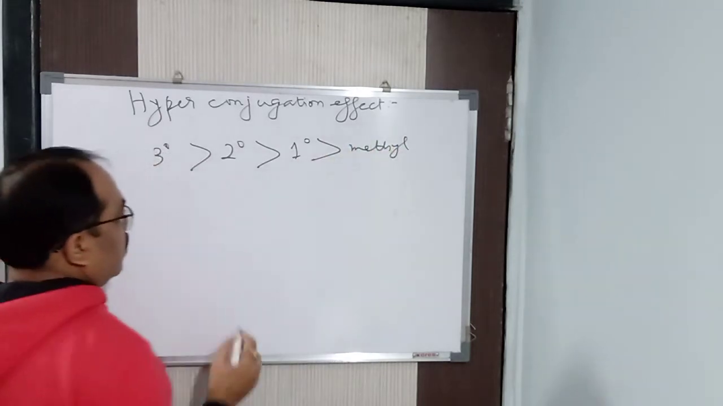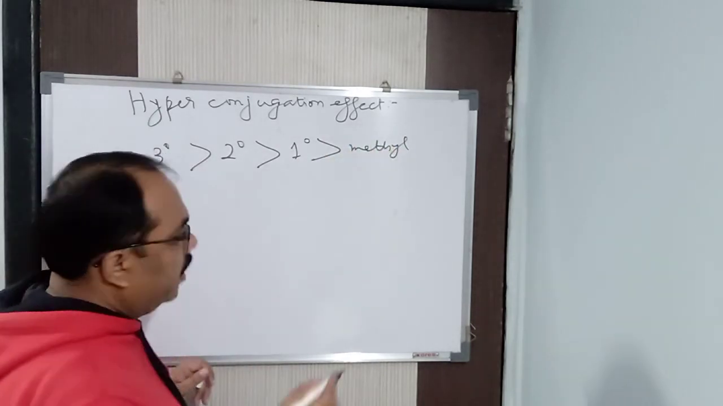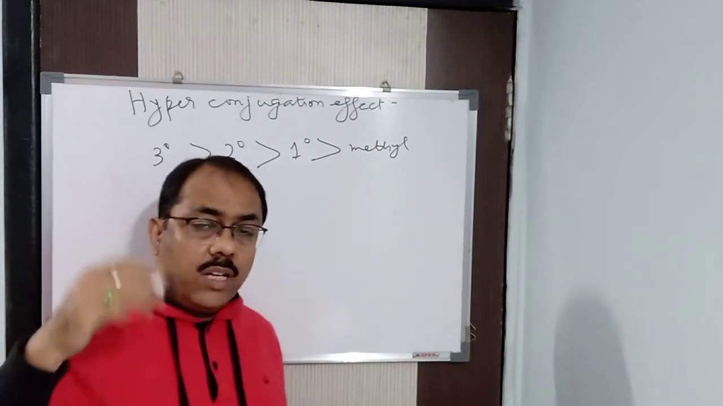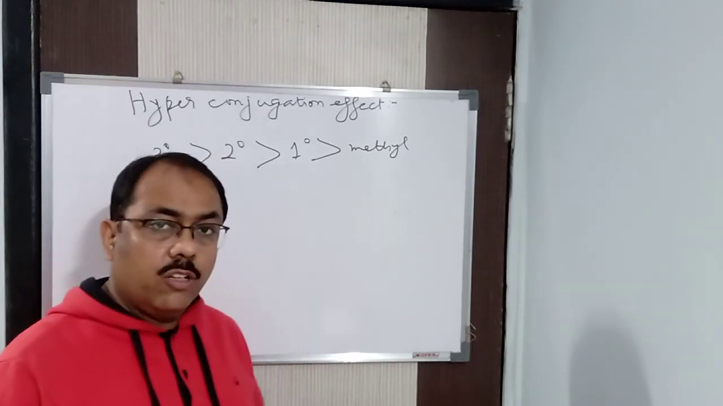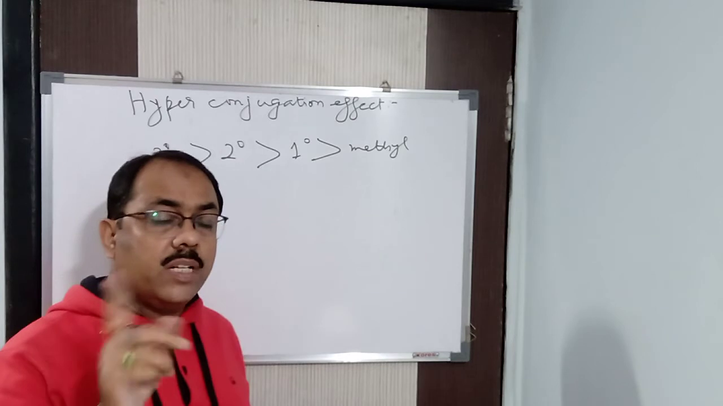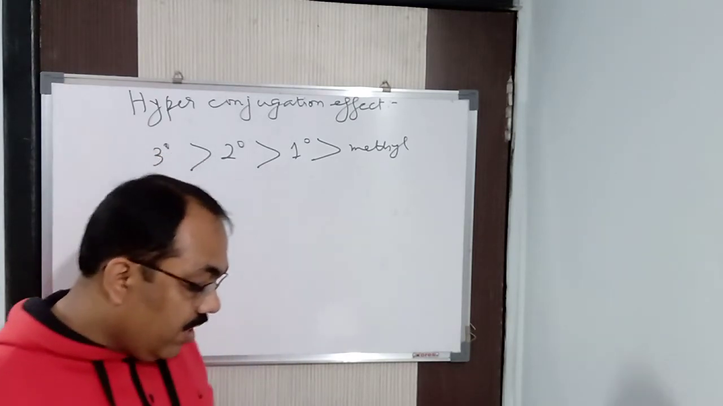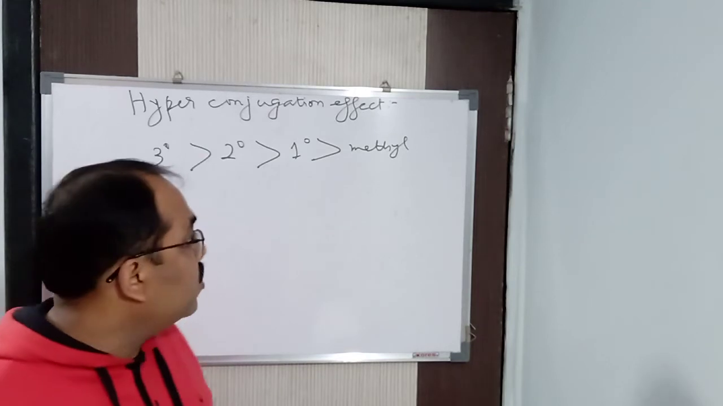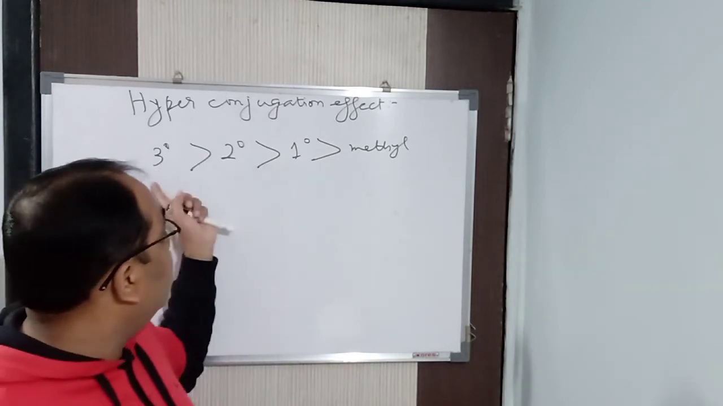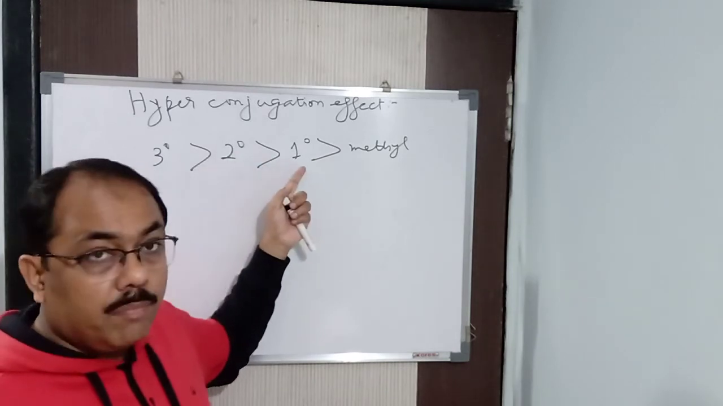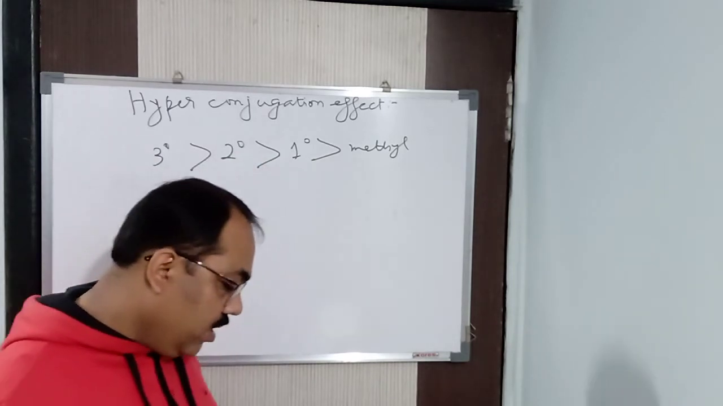I told you just now what is 3 degree, 2 degree, 1 degree. 3 degree means one carbon is attached to 3 other alkyl groups, 2 degree means one carbon atom is attached to 2 other alkyl groups, and 1 degree means one carbon is attached to one alkyl group. So the inductive effect of the alkyl groups on the saturated carbon chain follows this order. I told you just now in the plus I effect.